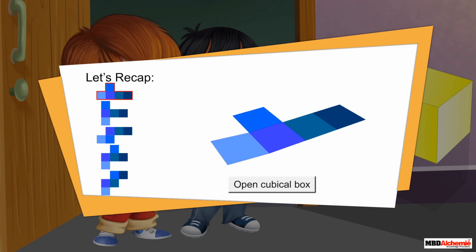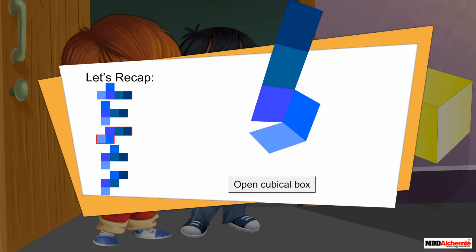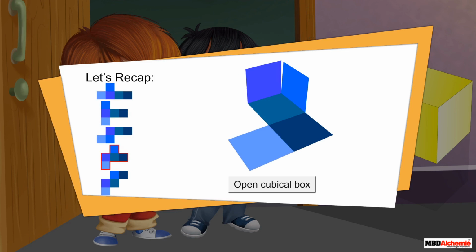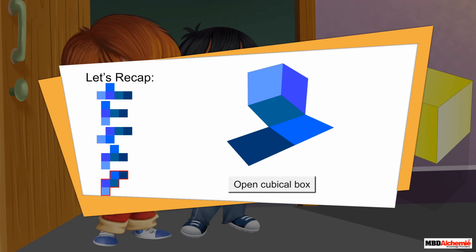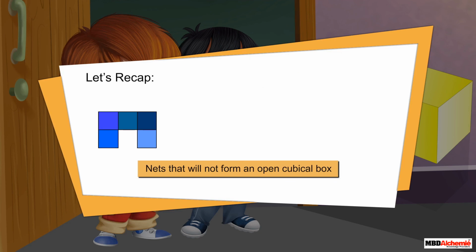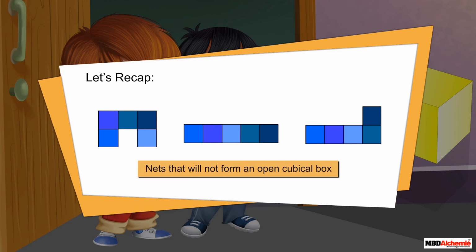Similarly, there are 5 ways to unfold an open cubical box. There can also be many 5 square nets, which will not make open boxes. A few examples are shown here.